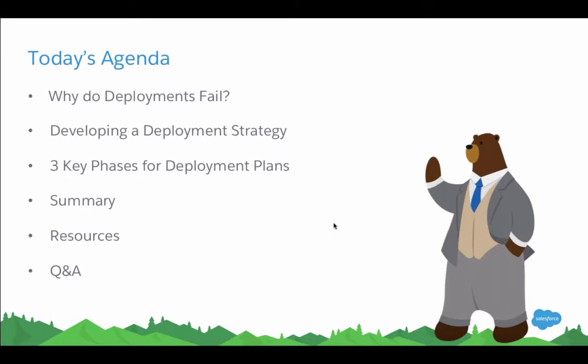So let's talk about what we're going to be covering today. The first thing we'll talk about is why a deployment might fail. Next, we'll cover the main considerations when devising a successful deployment strategy, and we'll talk about the 3 key phases of deployment plans with some pro tips sprinkled along the way. Finally, we'll do a review of the key takeaways, and we'll provide some ways to find out more information.